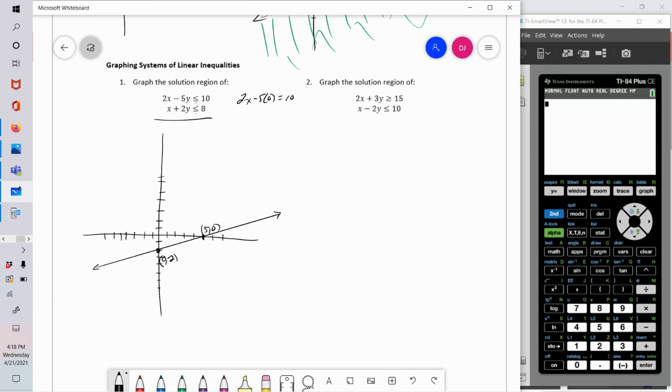Now, if we decide which way to shade, if I take the origin 0, 0, put 0 in for x and put 0 in for y, is that less than or equal to 10? 0 less than or equal to 10? Yes, that is true. So I'm going to shade sparingly the side of the line toward the origin.